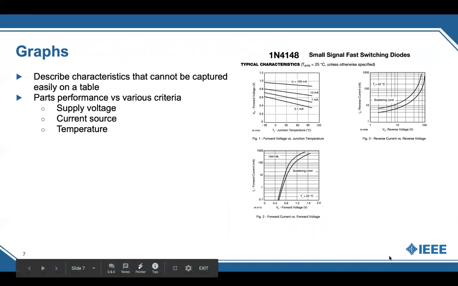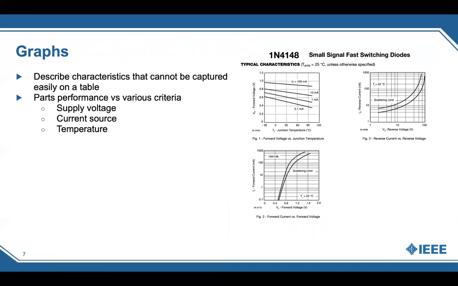So next up in data sheets, you might see some graphs, and graphs typically describe characteristics that can't be captured easily just in tables. Typically what they depict is a part's performance versus various criteria. And this can range from your supply voltage, your current source, and even contain different operating temperatures at times as well. So here on the right, we have that fast switching diode once again, and these are the typical characteristics in graphs that might not be so easily described in a single table.